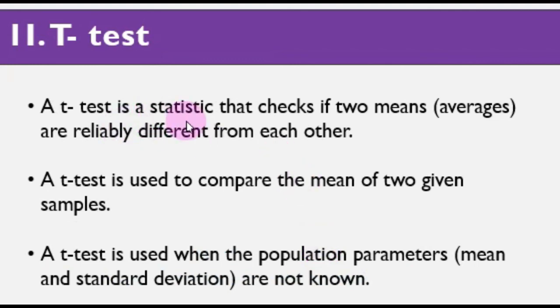A T-test is a statistic that checks if two means or averages are reliably different from each other. Okay? So, a T-test is used to compare the mean of two given samples. A T-test is used when the population parameters, or the mean and the standard deviation, are not known. Okay?